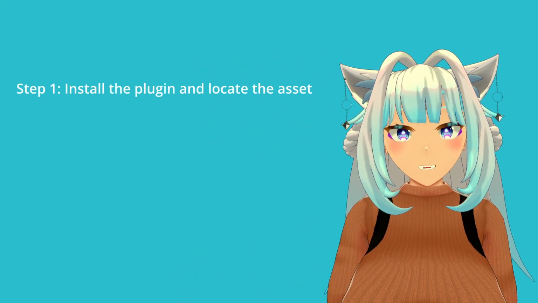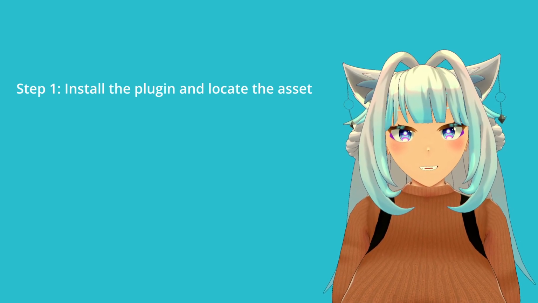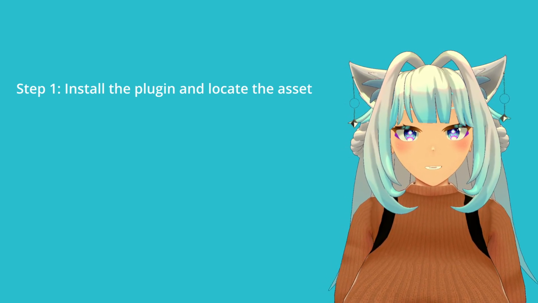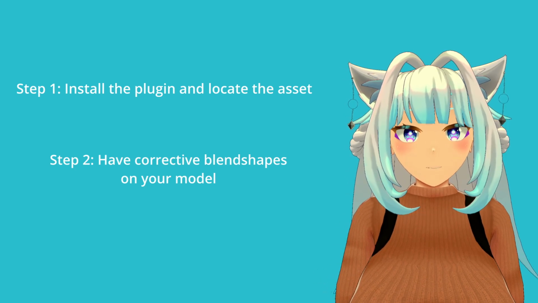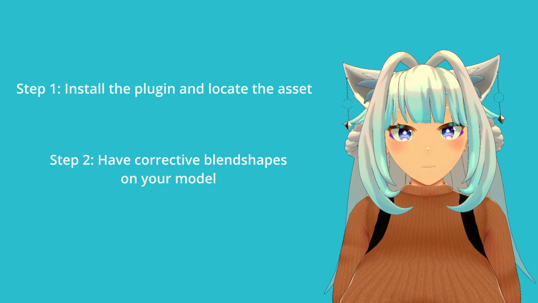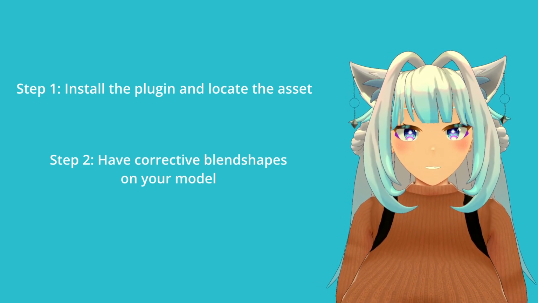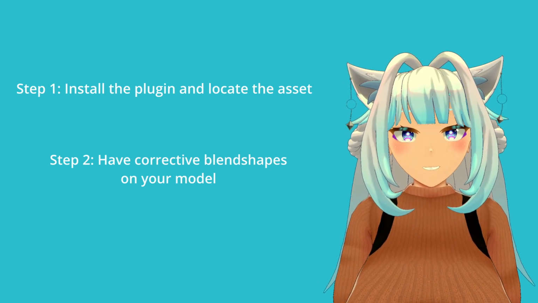To start off, there are a couple of things you need to do before you can fully use this plugin. Step 1. Install the plugin and make sure you're able to locate the Corrective Grid asset when adding a new asset in Warudo. Step 2. Make sure you have corrective ARKit blend shapes on your model. The ARKit tracking from your model will be used as normal with this plugin. The only thing you will be adding are corrective blend shapes that go on top of the existing ARKit tracking.